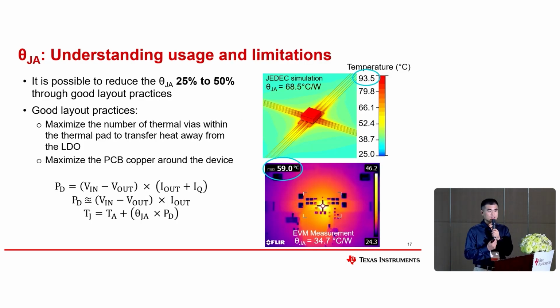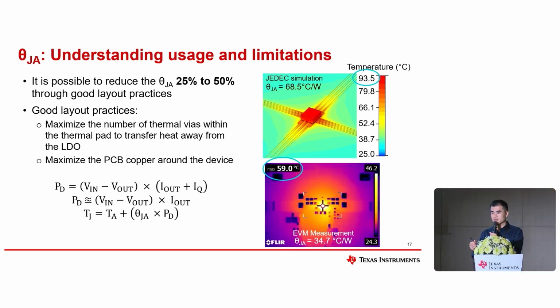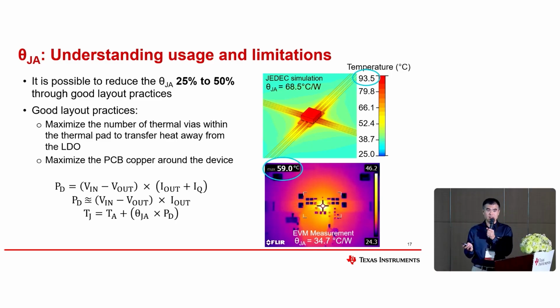If you get the prototype and bring up your converter, you can use a thermal camera to get a thermal image, as on the right corner. If you have the chance to get this, you could also use another parameter to estimate your junction temperature. If you check the datasheet, you can also get a very basic one.